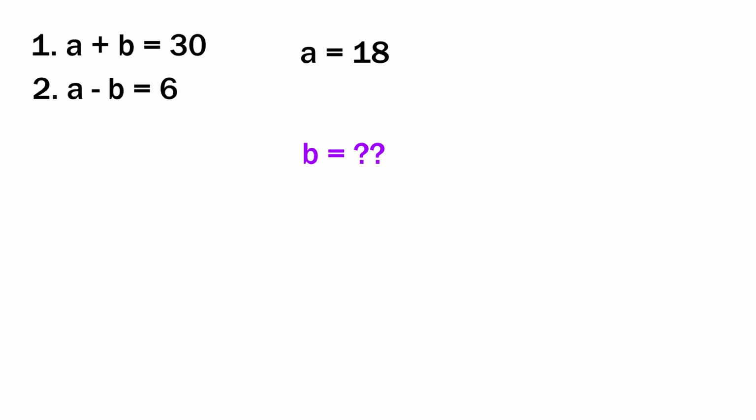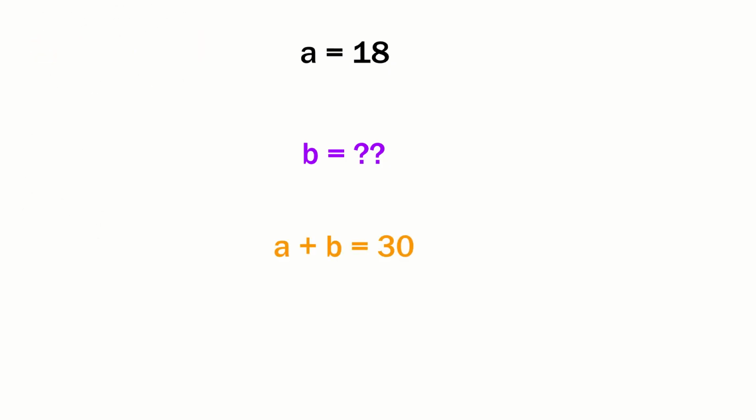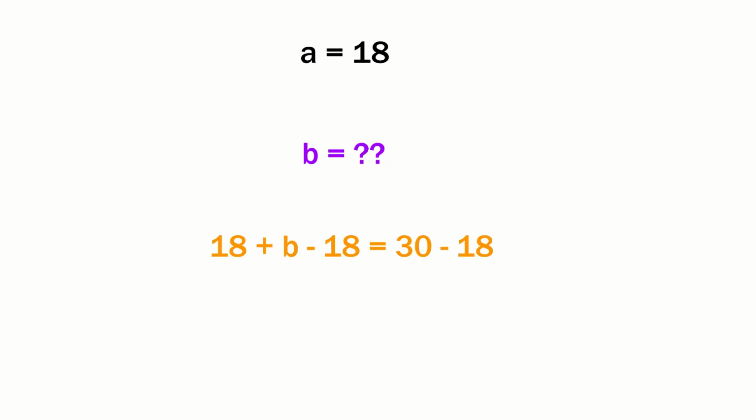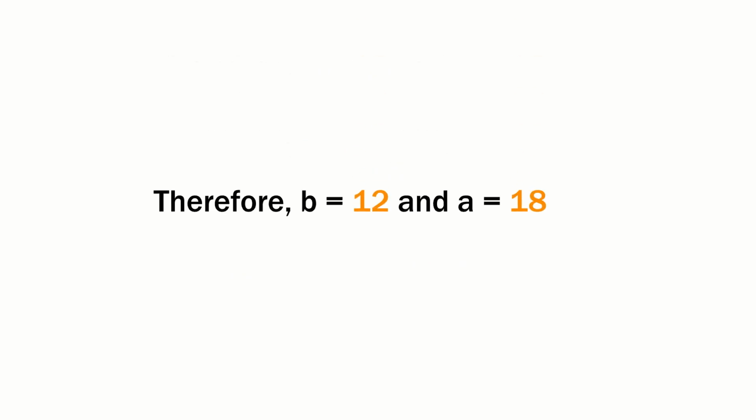So one of our equations was a plus b equals 30, and I will sub in 18 for a, which would get us 18 plus b equals 30. And then subtract 18 on both sides to get b by itself, so b equals 12. So the two numbers you're looking for are 18 and 12.